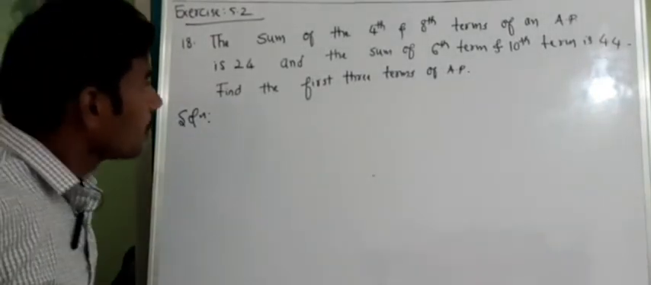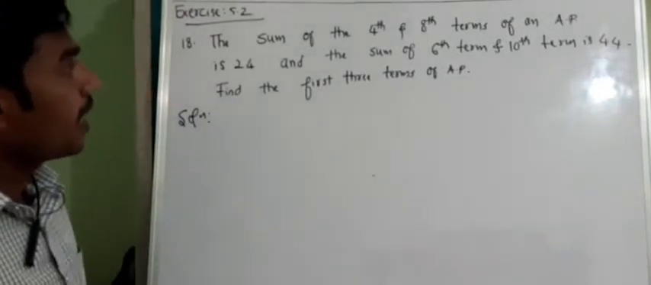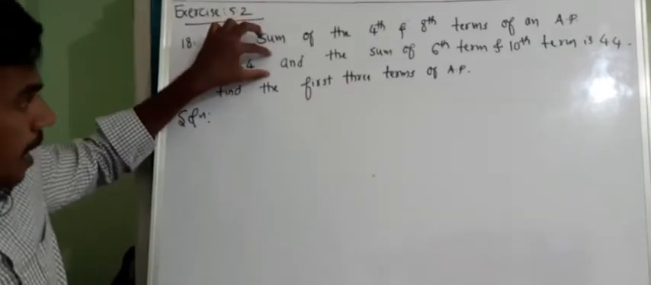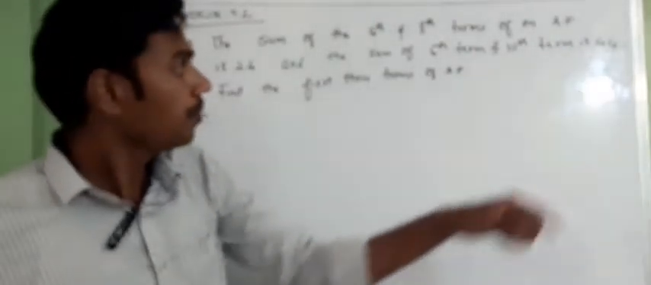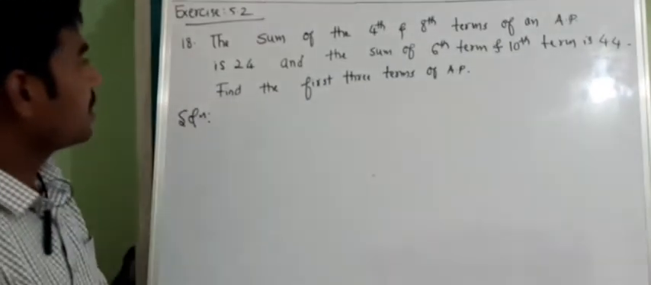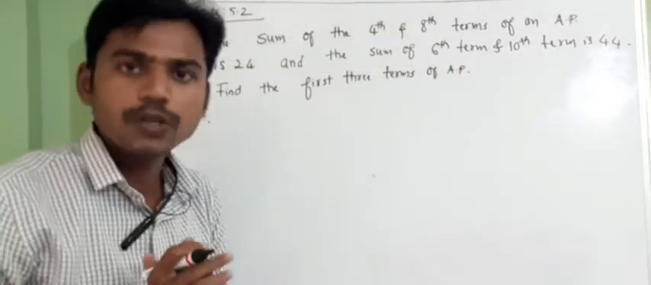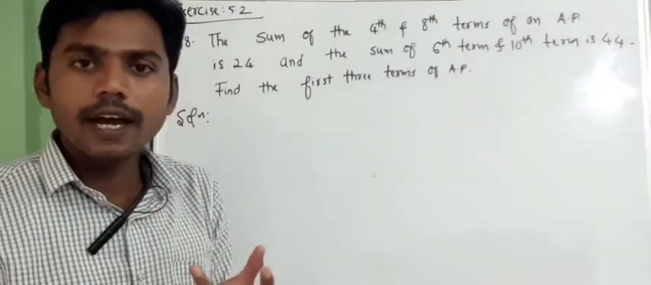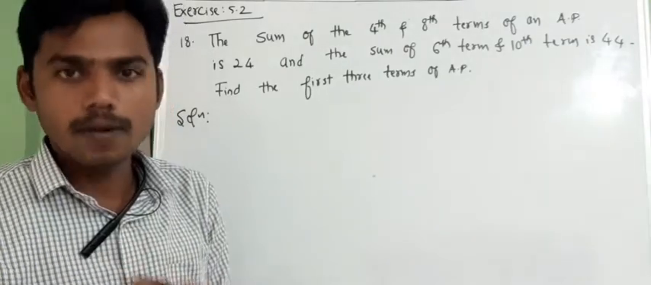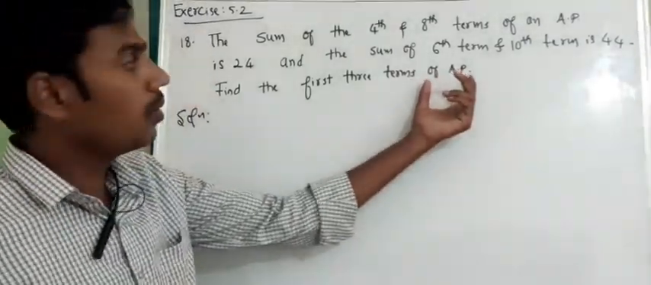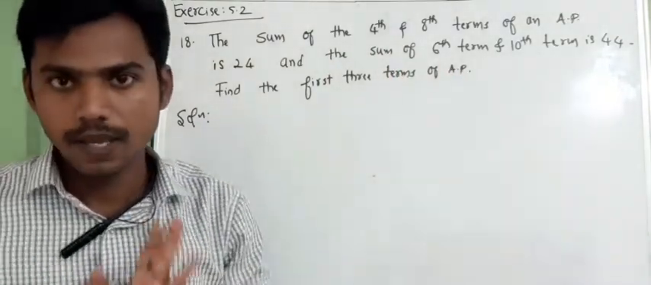18th question. The sum of the 4th and 8th terms of an AP is 24, and the sum of the 6th term and 10th term is 44. Find the first three terms of the AP. To find the first three terms of the AP, what should I know? I should know a, that is the first term, and the common difference. Then I will be able to write the first three terms of the AP.